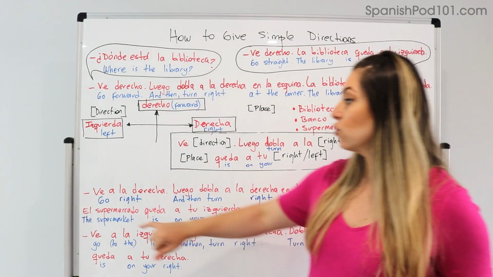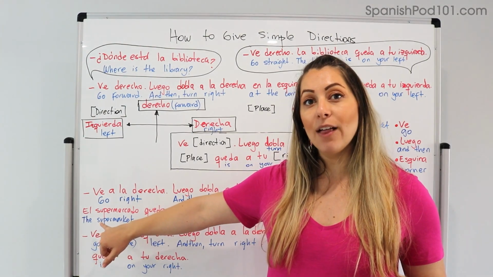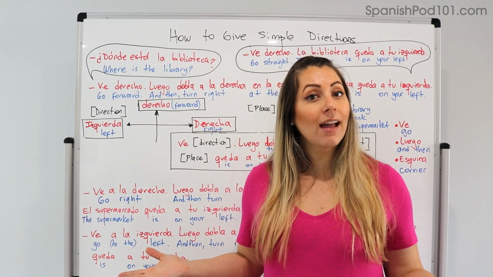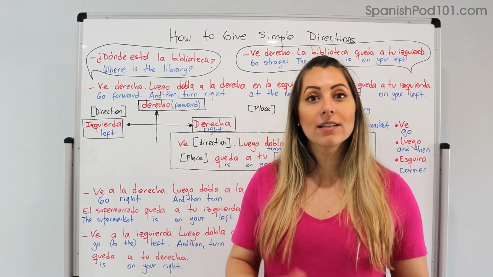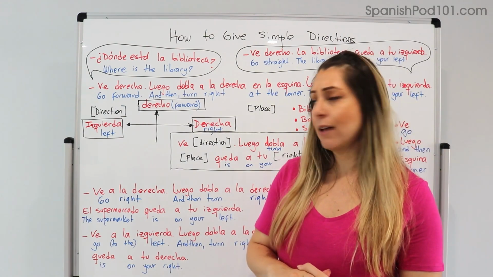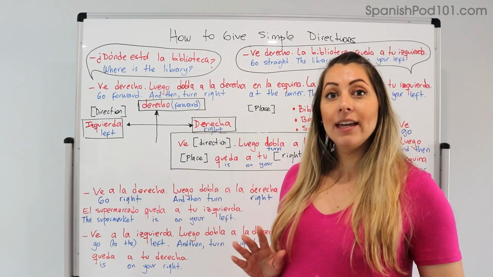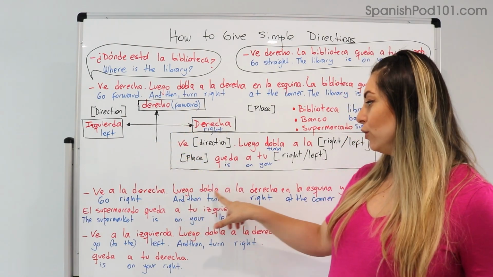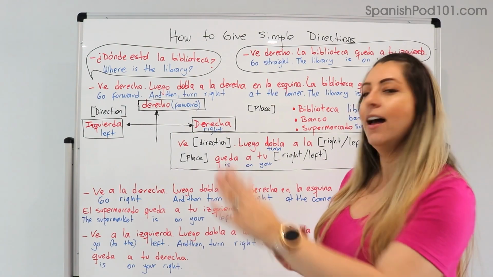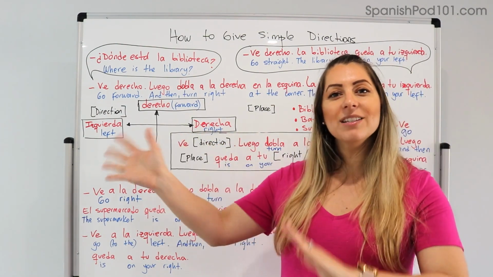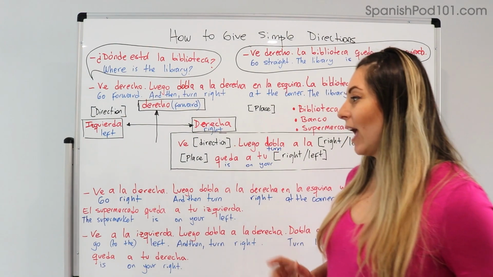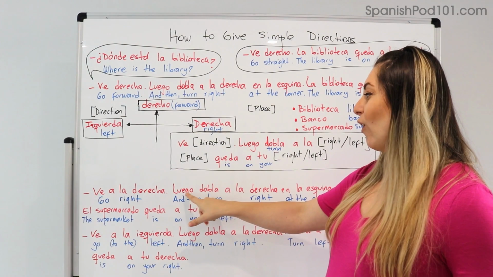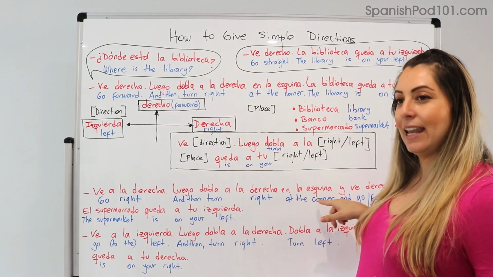Okay, let's have a look now at another example, and this time we're going to look for the supermarket, el supermercado. ¿Dónde está el supermercado? Where is the supermarket? Let's have a look. Ve a la derecha. Go right. Luego dobla a la derecha. I was doing this. I always have my left and right confused. Let's go again. Ve a la derecha. Yes, go right. Luego dobla a la derecha en la esquina.